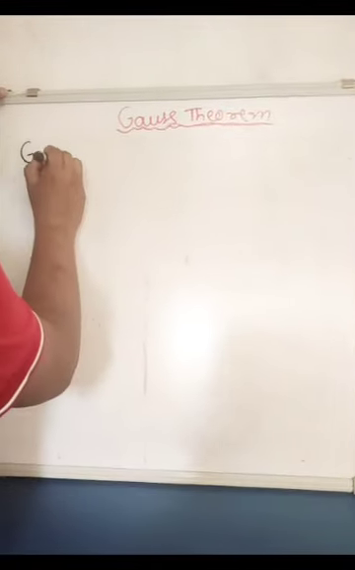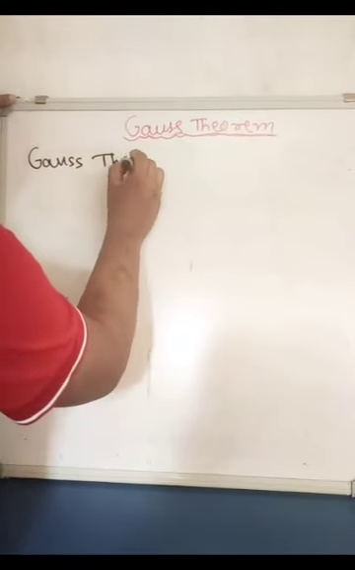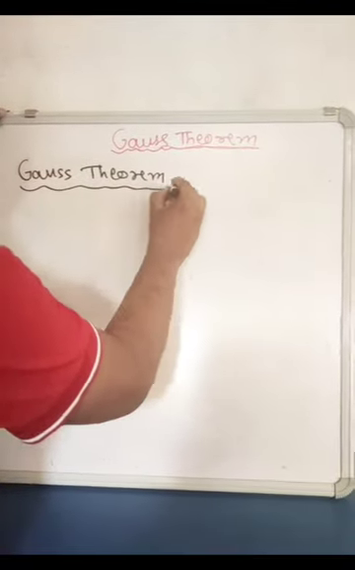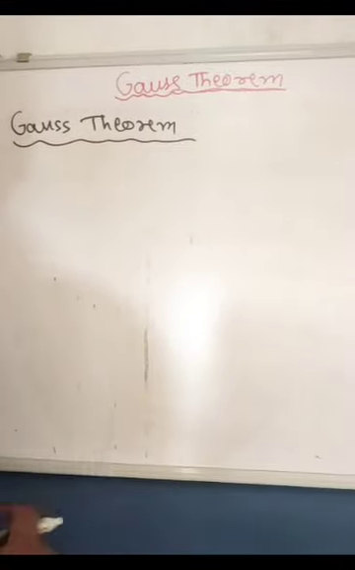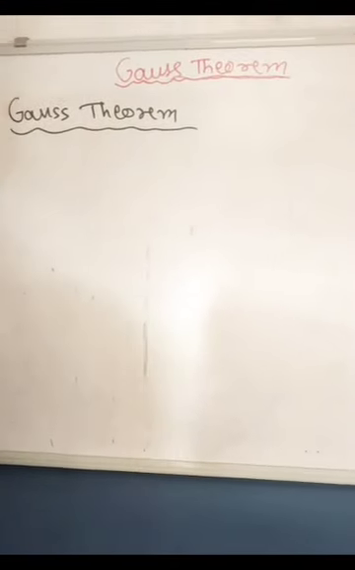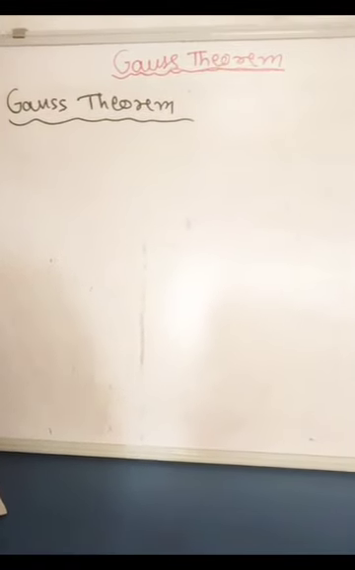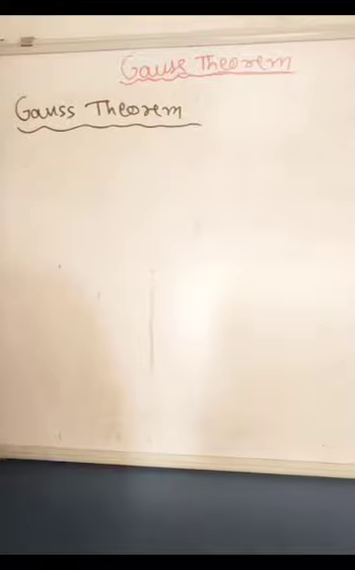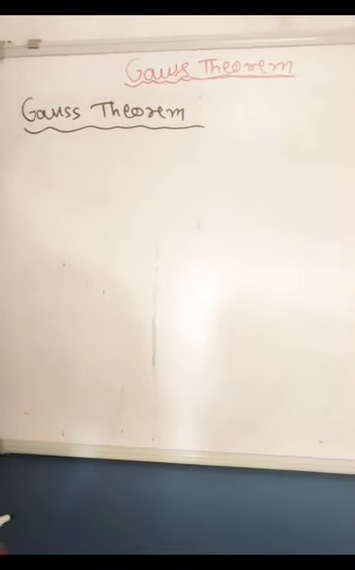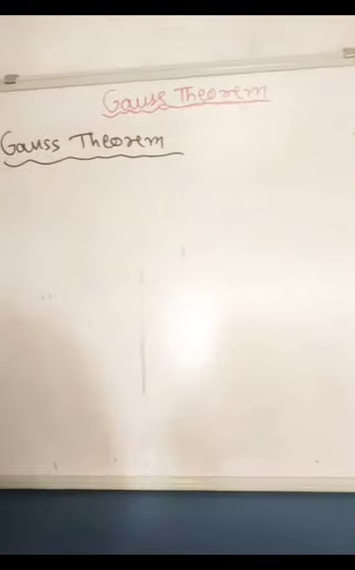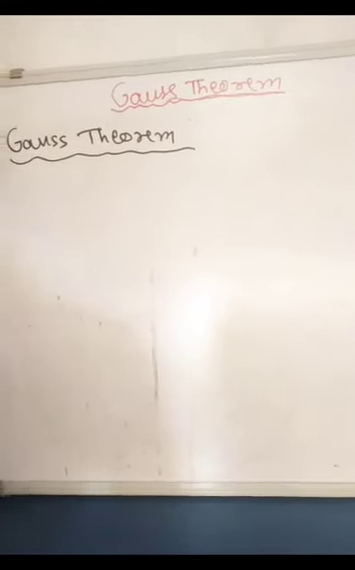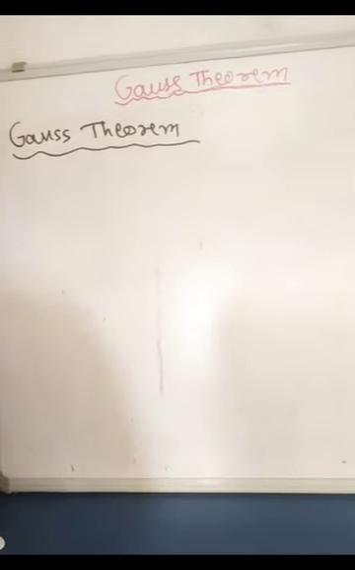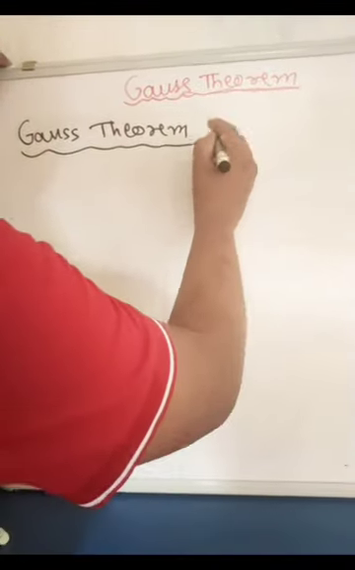What is Gauss theorem? Gauss theorem is a general theorem in electrostatics which is applicable whenever there is a charge over any type of symmetrical surface, and due to the charge there is an electric field inside it. So we use Gauss theorem to calculate electric field and electric flux over any type of symmetrical surface. Now we have to understand what is Gauss theorem.